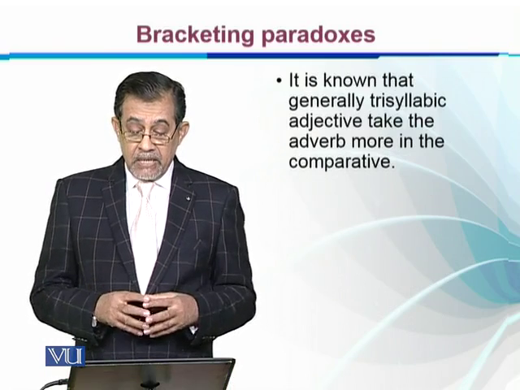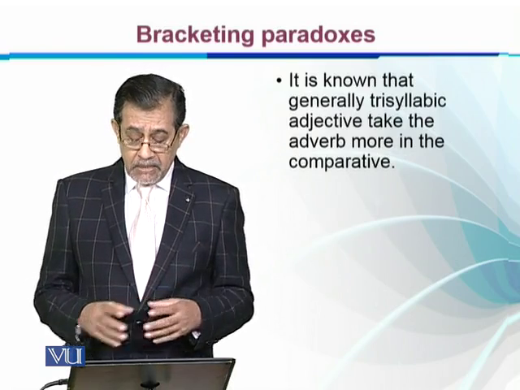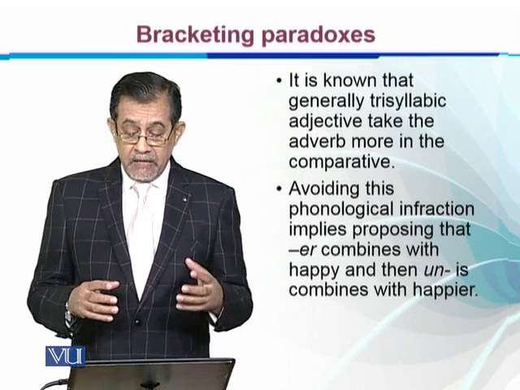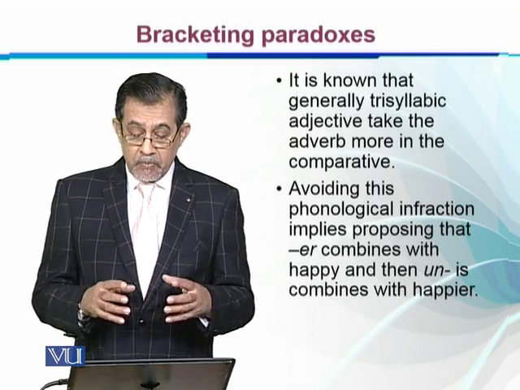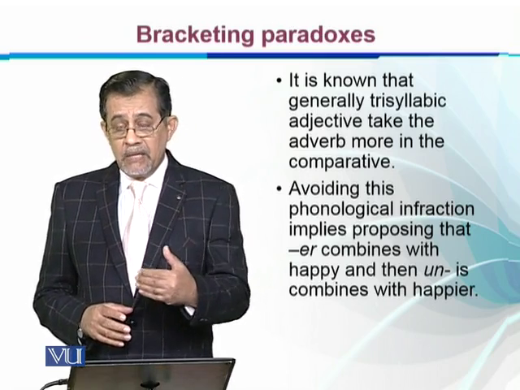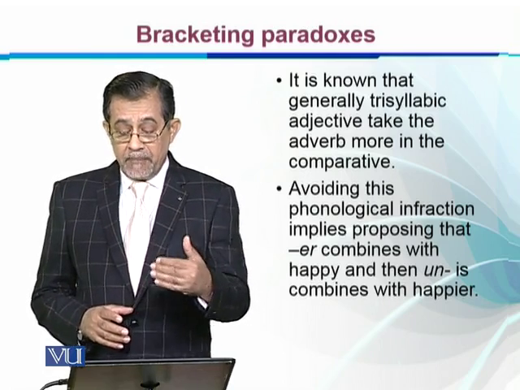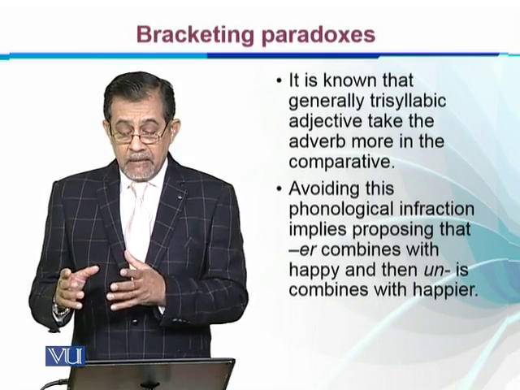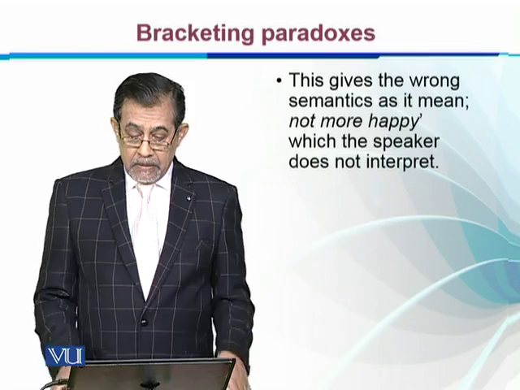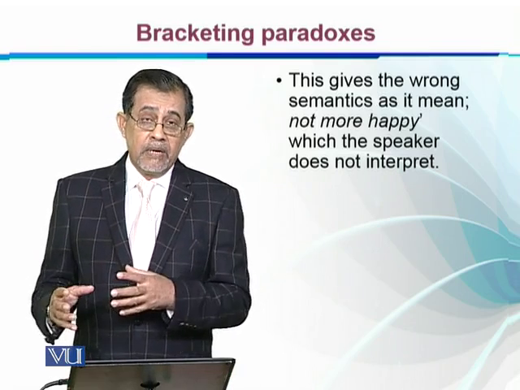It is known that generally trisyllabic adjectives take the adverb more in the comparative degree. Avoiding this phonological infraction requires proposing that er combines with happy and then with un. So it means that first we made happy into happier, and then we added un. This gives the wrong semantics, as it will mean not more happy.